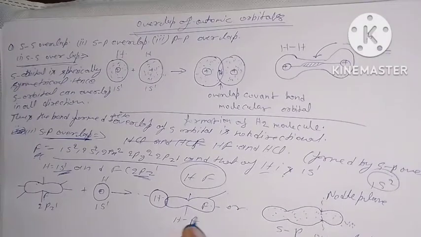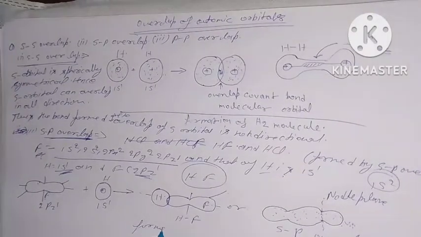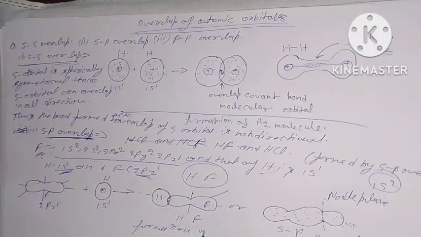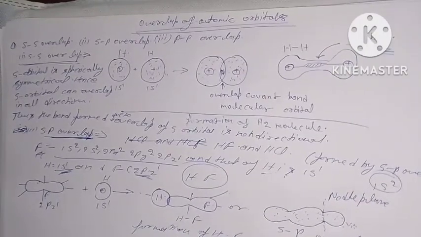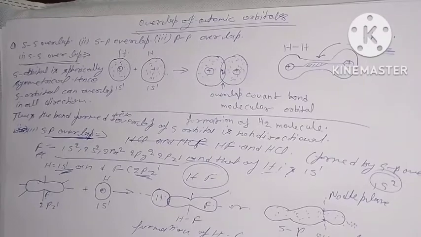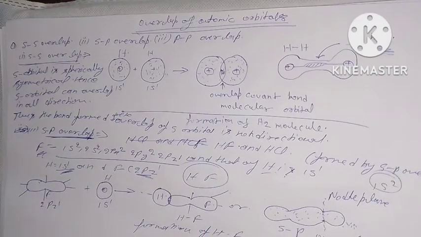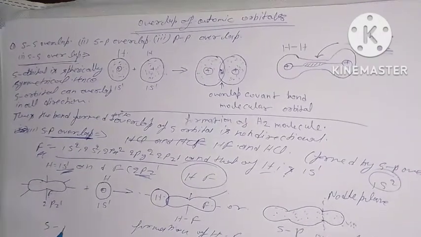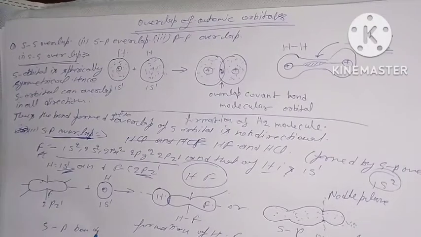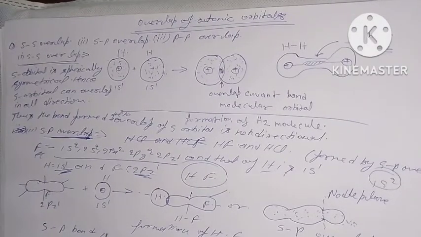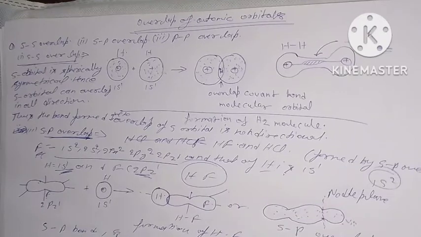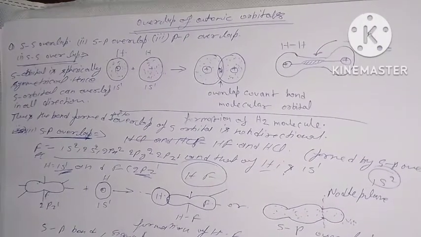Formation of HCl molecule. Here the bond formed is known as sp bond, or sigma bond.